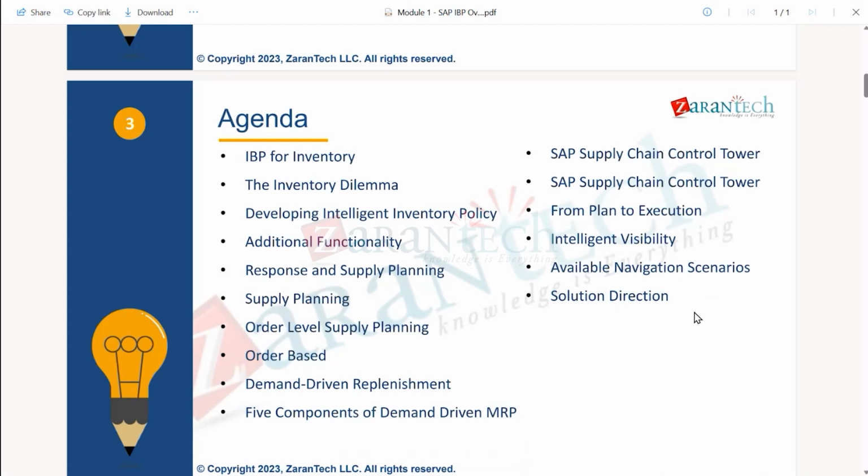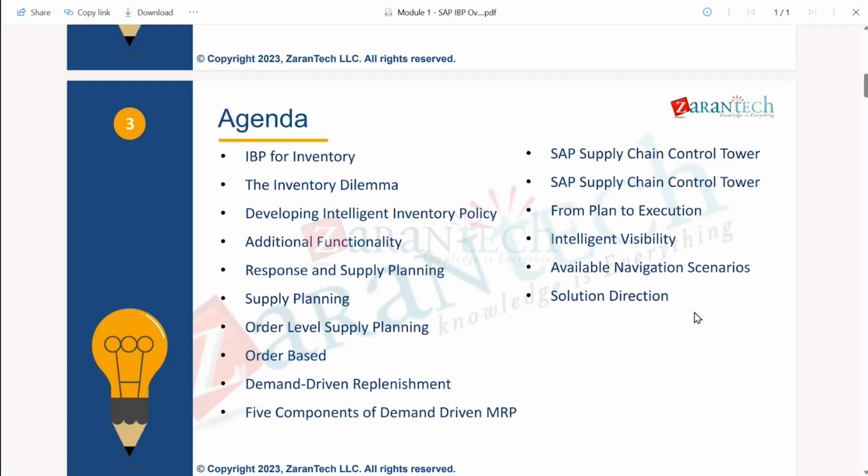Okay, the next slide is for the agenda. So in this session, we'll be covering the IBP for inventory, the inventory dilemma, developing the intelligent inventory policy, some of the response and supply planning, order level planning. So most of the things in this session are covered related to the supply planning and inventory management.